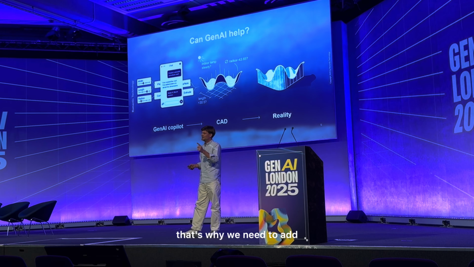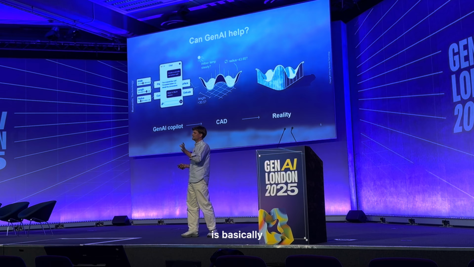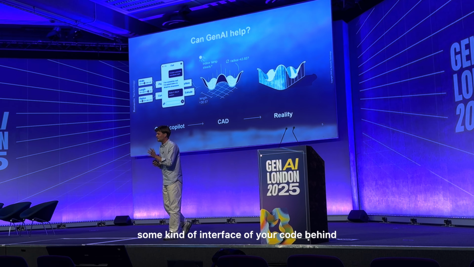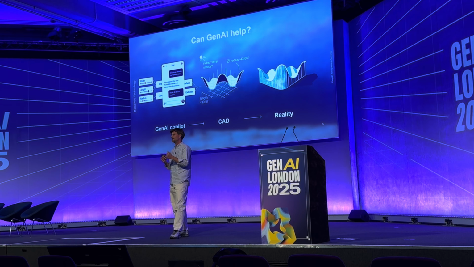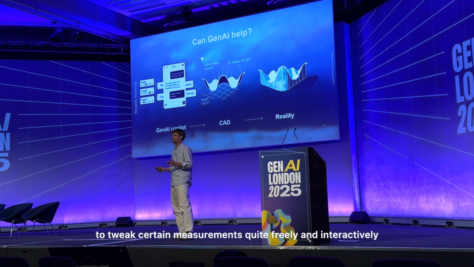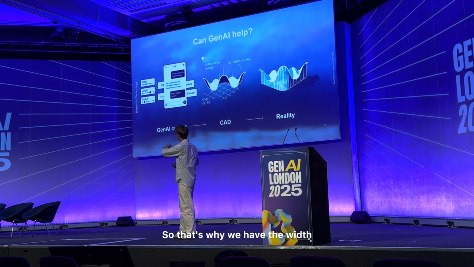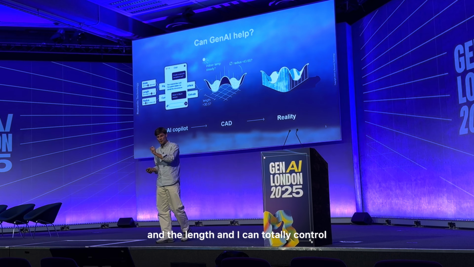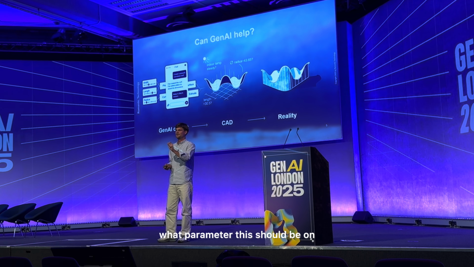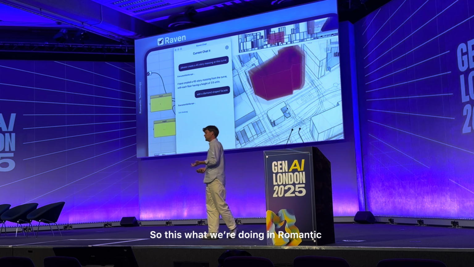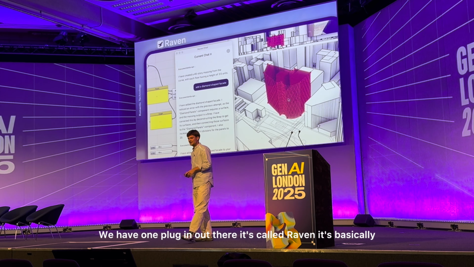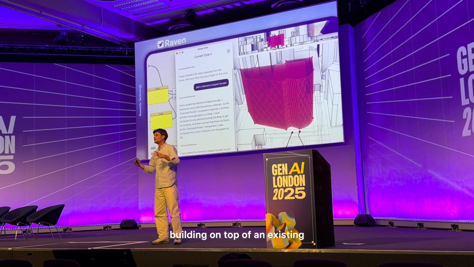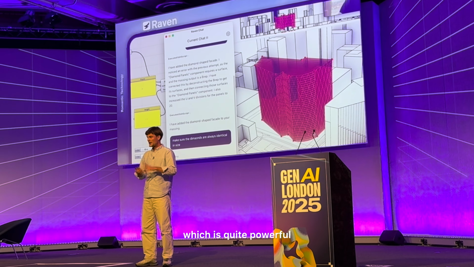But as I said, you need to stick to your control. That's why what you need to add is some kind of interface to your code behind, to tweak certain measurements quite freely and interactively, right? So that's why we have the width and the length, and I can totally control what parameter this should be on. So this is what we're doing at Romantic. We have one product already out there. It's called Raven. It's basically building on top of an existing CAD suite, which is quite powerful.